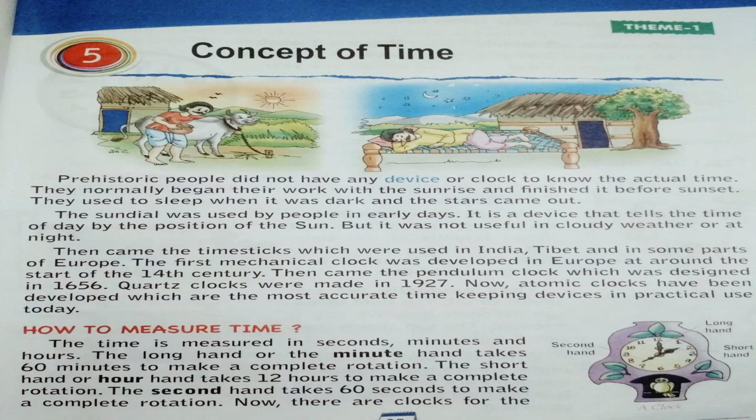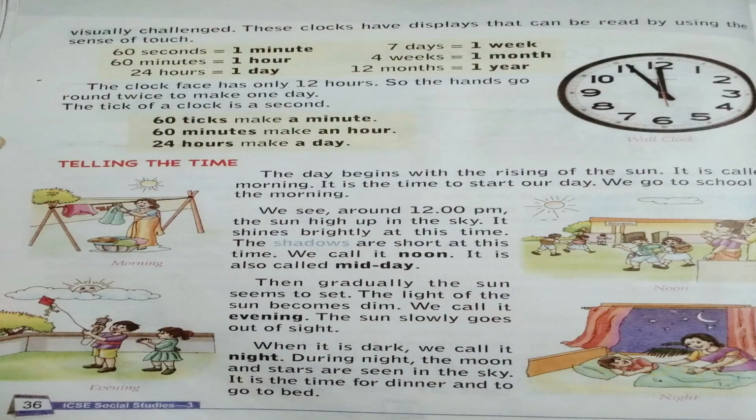Now, there are clocks for the visually challenged. These clocks have displays that can be read by using the sense of touch. Students, as you know, there are many people who are blind. They can't see. So, there are a few clocks that have been made which can be read by using the sense of touch.